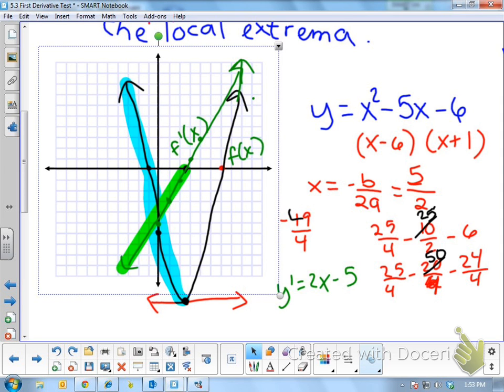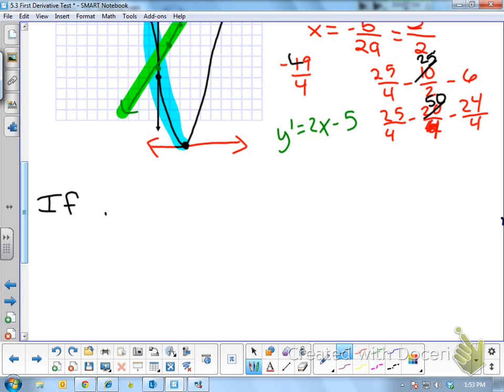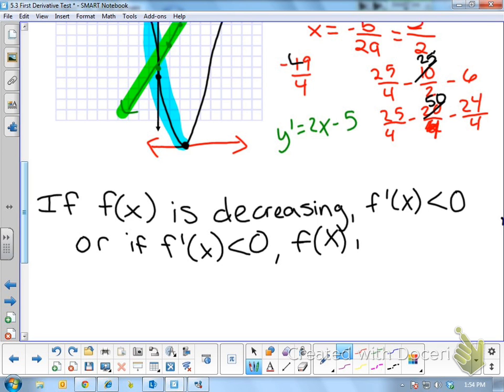When the f prime values are negative, we can tell our function is decreasing, or vice versa. If our function is decreasing, f prime of x is negative. So that is our relationship. If f of x is decreasing, f prime of x is less than 0. Or vice versa. This one, it does work both ways. Sometimes it does, sometimes it doesn't. This one, it does. Or if f prime of x is less than 0, f of x is decreasing.